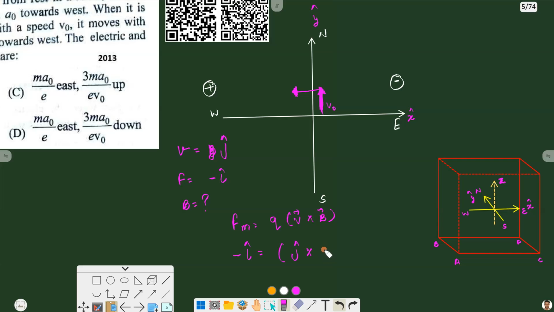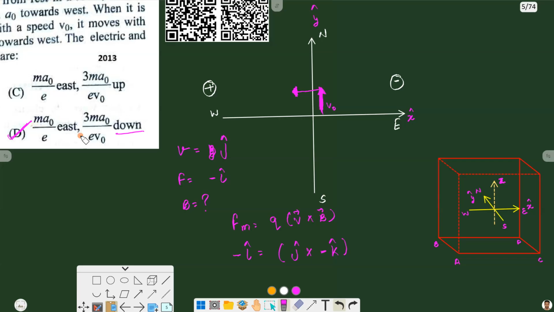If we put K here, then J cross K will be I. But we have negative I here, so we have to put minus K. This means the magnetic field is in the Z direction but downward. So the magnetic field is pointing downwards. And from options C and D which we had, we can see that in C the magnetic field is pointing upward, and in D the magnetic field is pointing downward. So option D will be the right answer here.